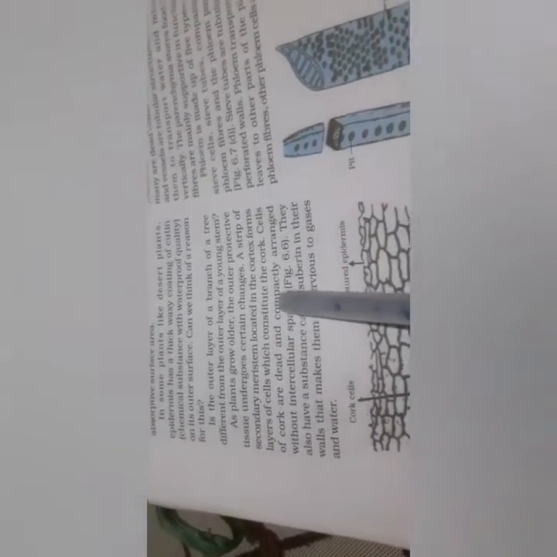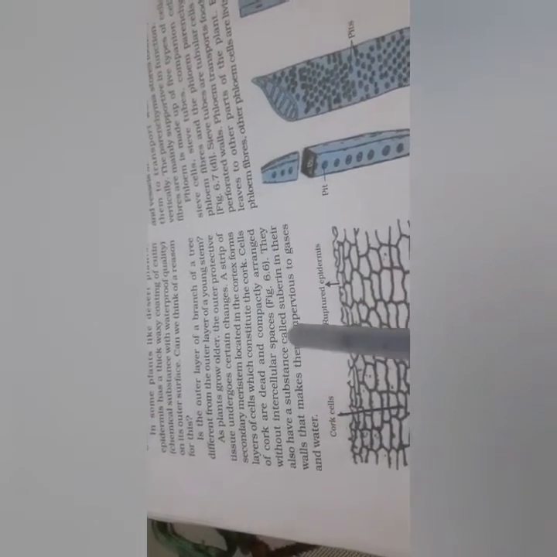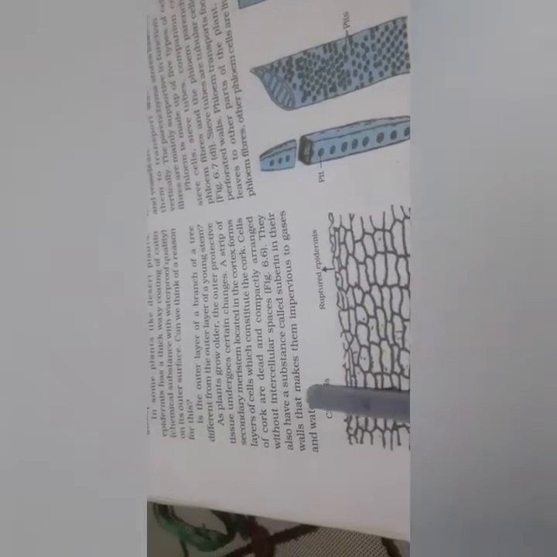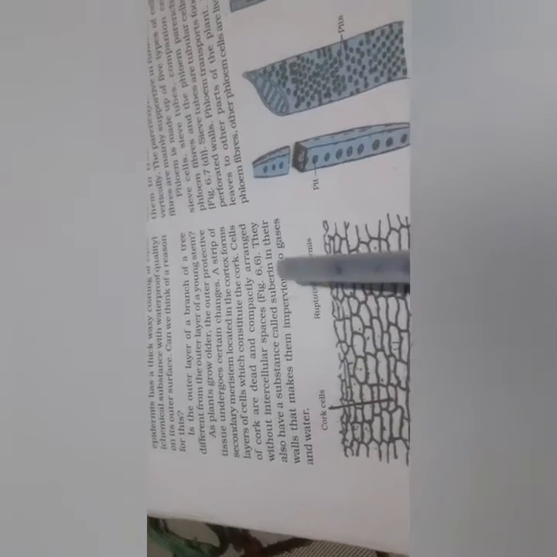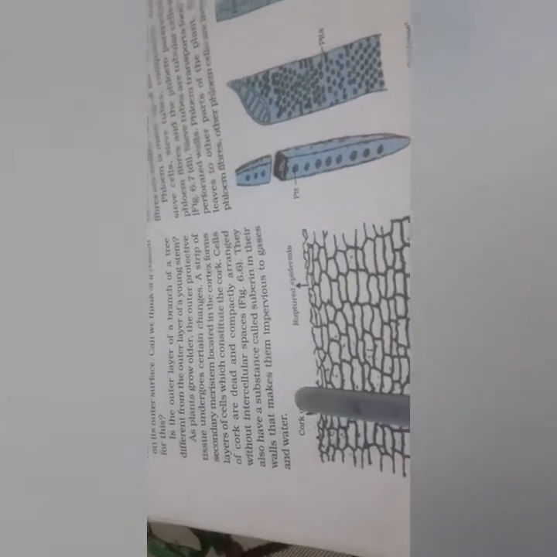As plants grow older, the outer protective tissue undergoes certain changes. A strip of secondary meristem located in the cortex forms a layer of cells which constitute the cork. Cells of the cork are dead and compactly arranged without intercellular spaces. They also have the substance called suberin in their walls that makes them impervious to gases and water.